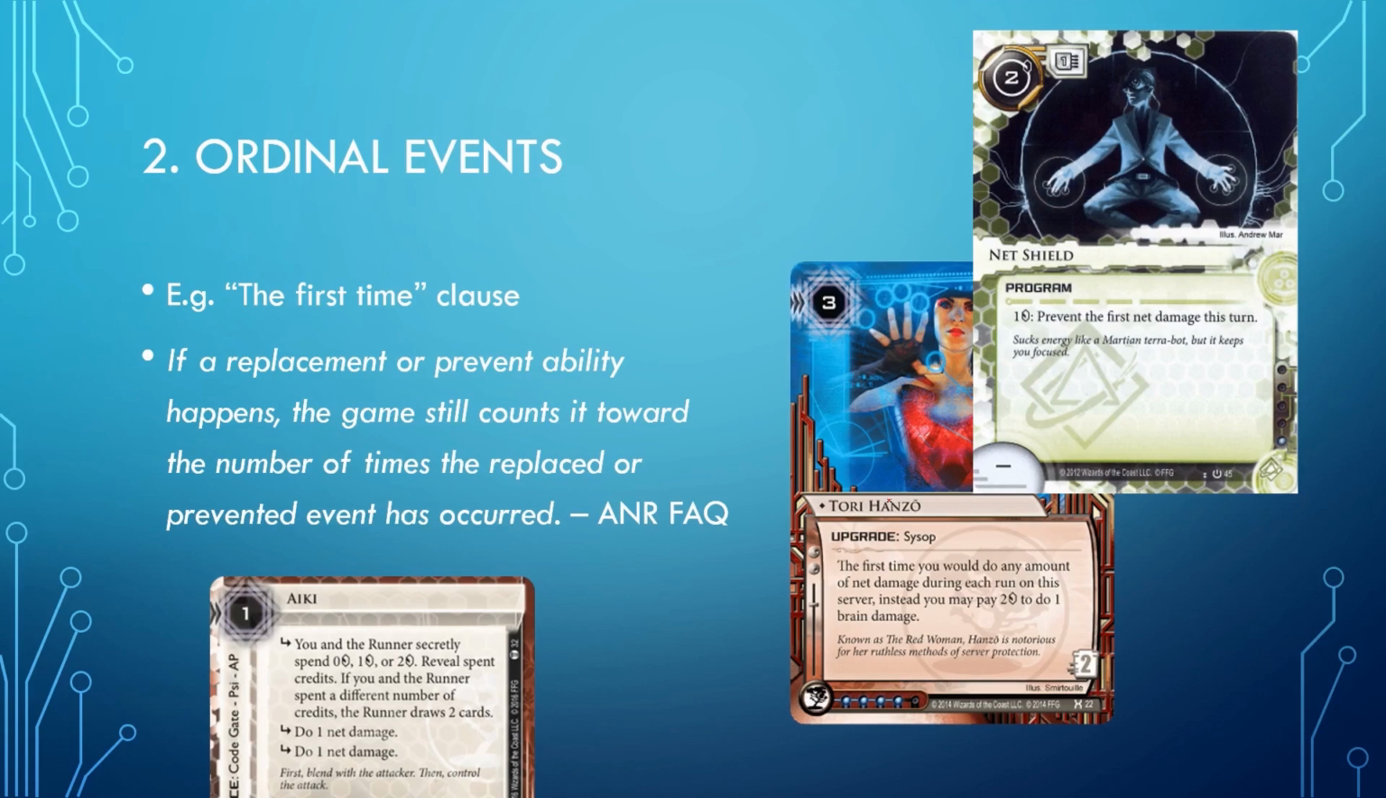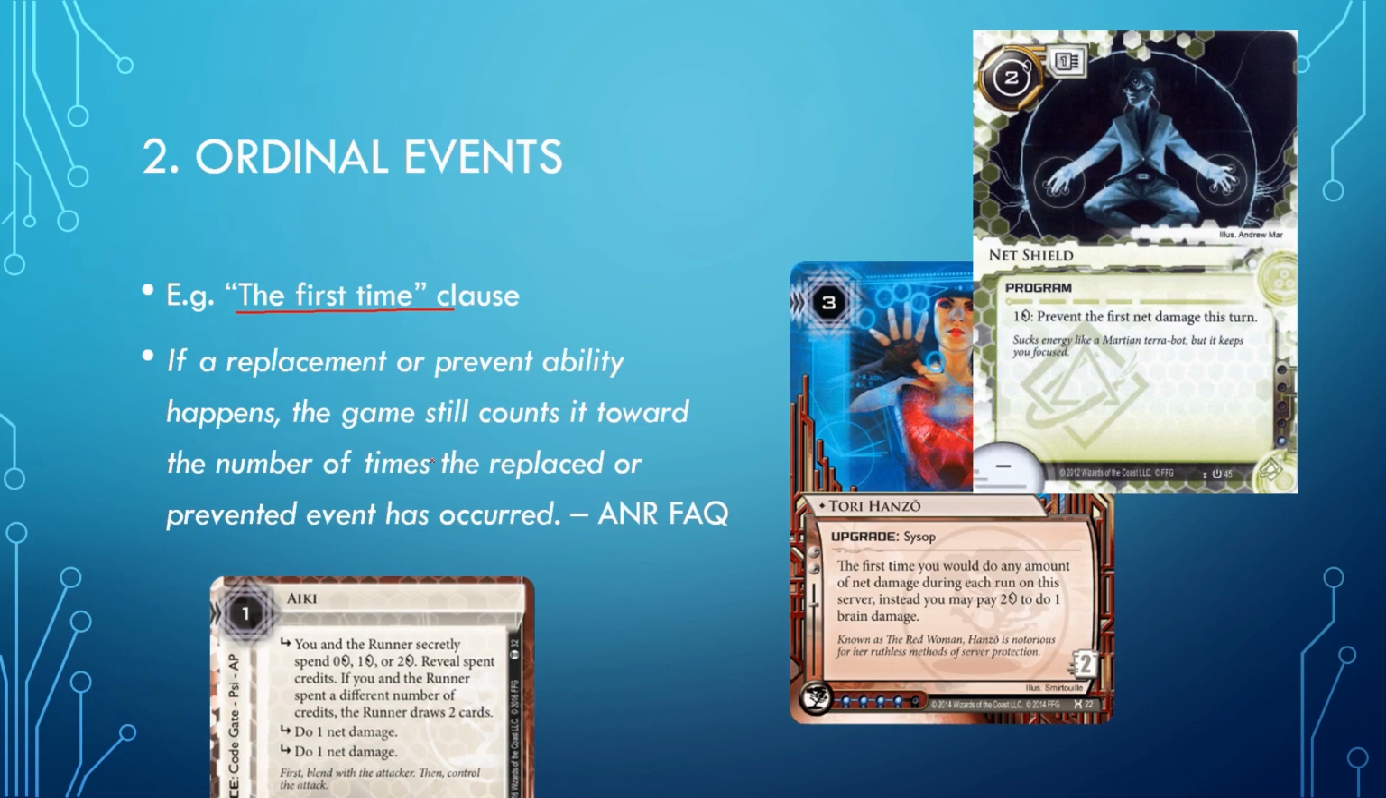Ordinal events. This one's quite interesting. There are ordinal events in the game that are marked by clauses such as "the first time," "the second time," first, second, third, whatever. The official FAQ states that if a prevent ability happens, the game still counts the prevented effect towards the number of times it has occurred.